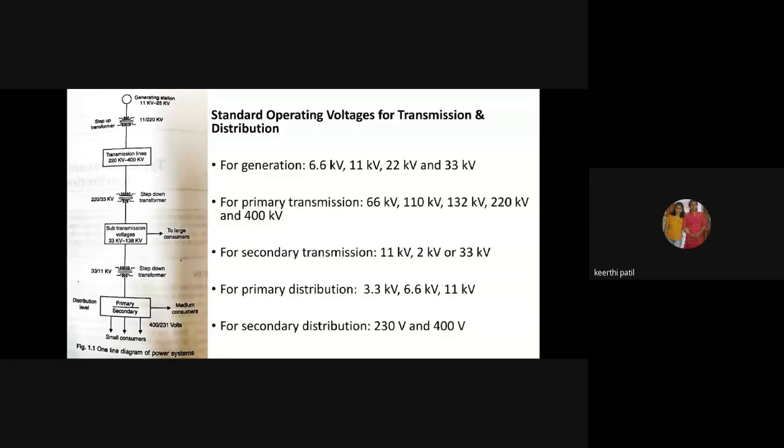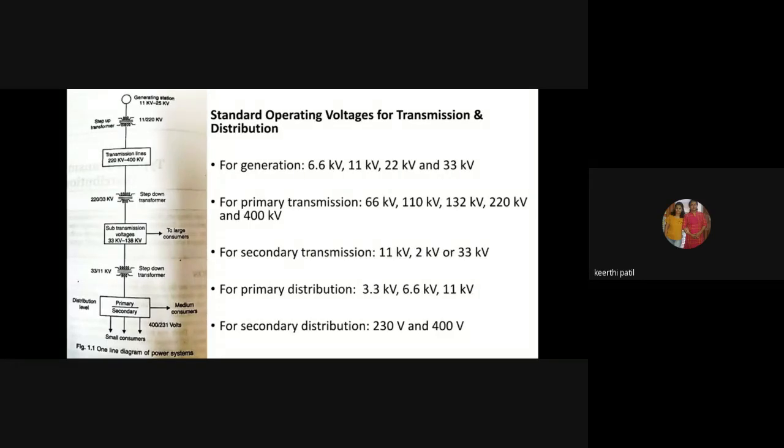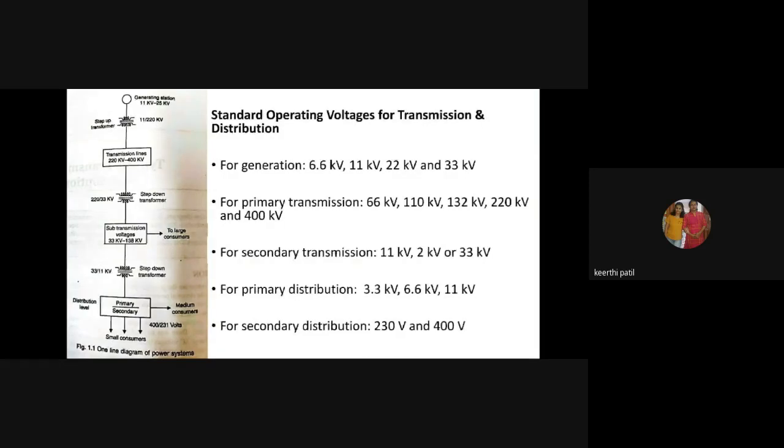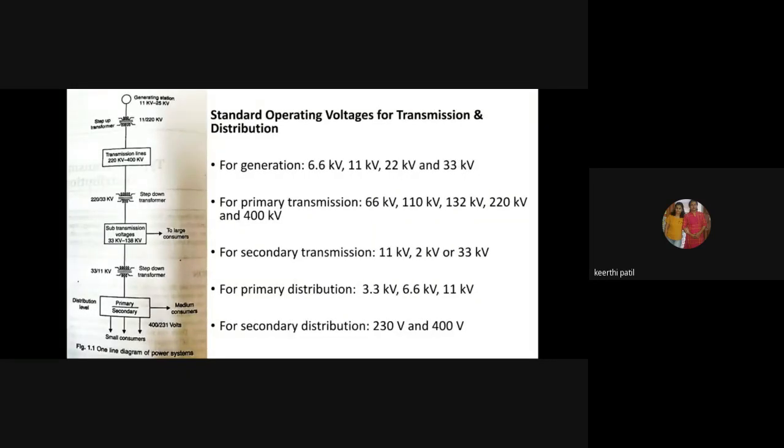this entire single line diagram. Okay, so for the generation, just note the voltage levels. For generation, 6.6 kV, 11 kV, 22 kV and 33 kV can be used. Okay, for primary transmission, these are standard or practical operating voltages for T&D, transmission and distribution.